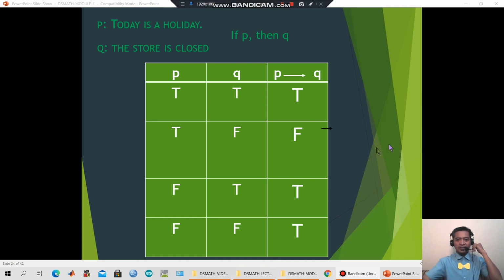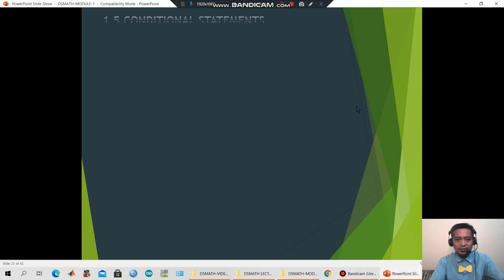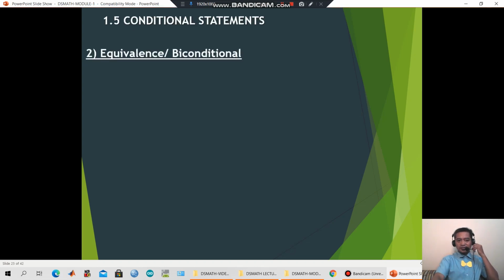So, the implication of the P statement, the implication of the occurrence of the P is actually the implication of the occurrence of Q, or the implication of Q is actually the occurrence of the P. Ayan. Next. Another conditional statement is what we call the equivalence or biconditional. So, ang hint natin ito, biconditional.